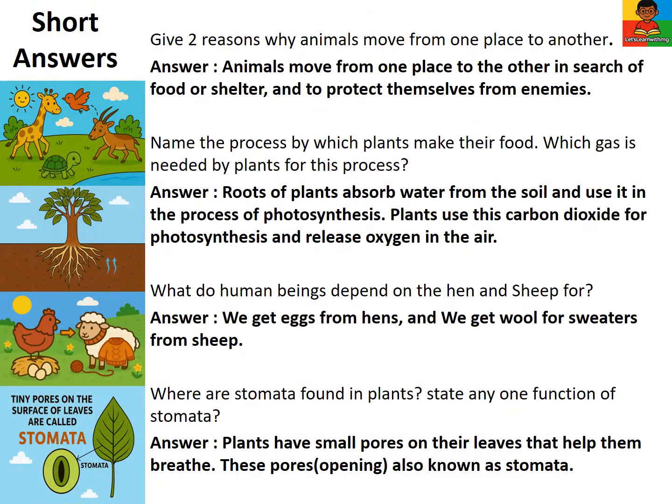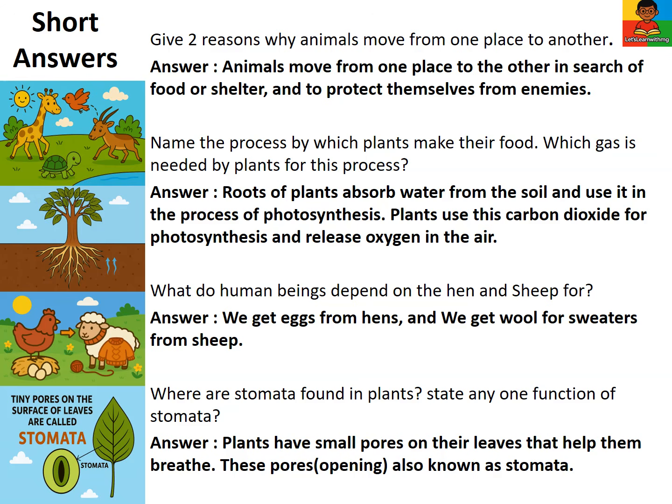More short answers. Give 2 reasons why animals move from one place to another. Animals move in search of food or shelter and to protect themselves from enemies. Name the process by which plants make their food. Which gas is needed for this process? Roots of plants absorb water from the soil and use it in the process of photosynthesis. Plants use carbon dioxide for photosynthesis and release oxygen in the air.